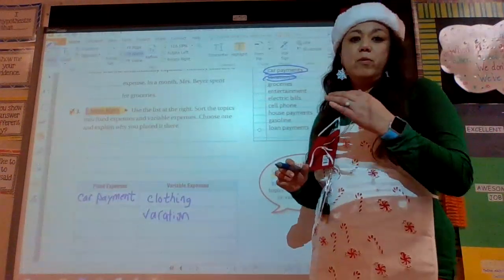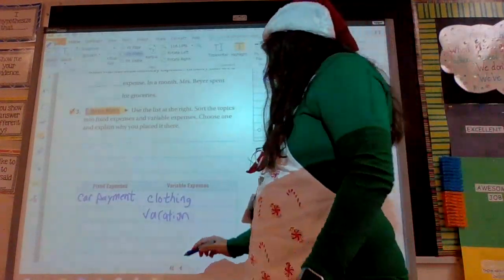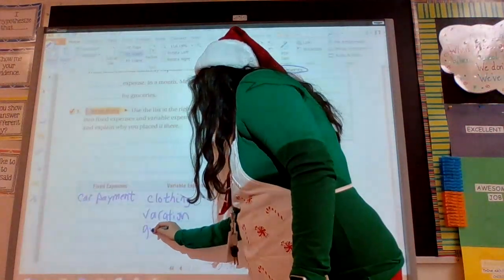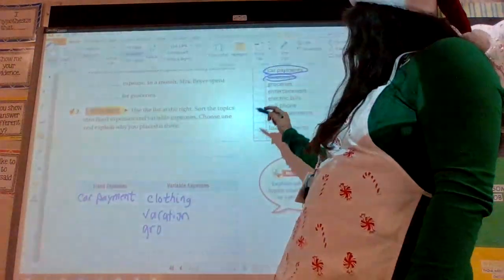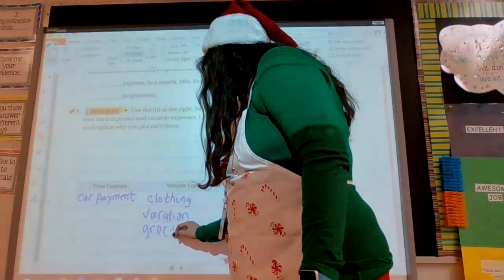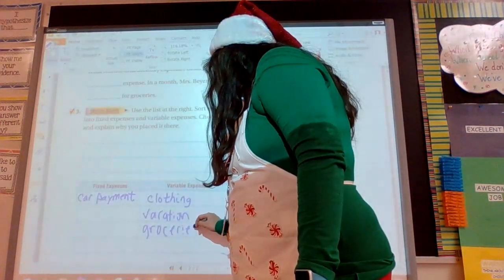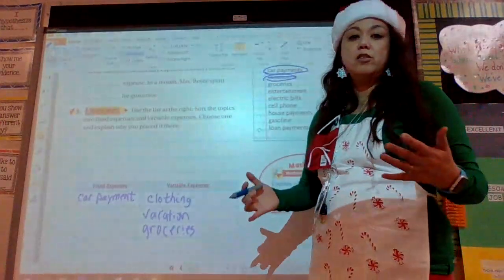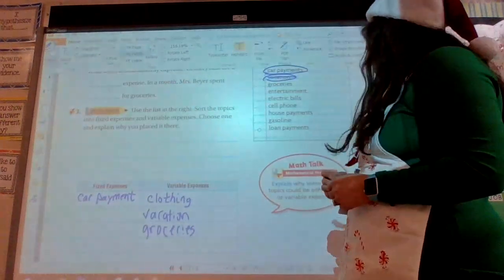Groceries, I hope from the one up above there you figured out that groceries is a variable expense because things can go on sale and prices are different depending on what store you are at.